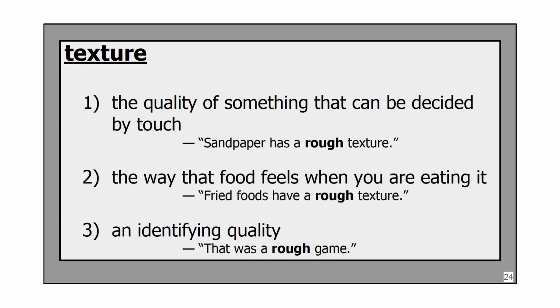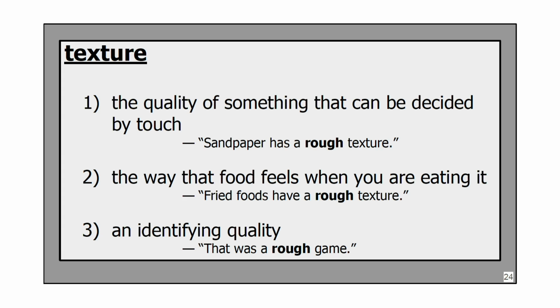Before we move on to our final writing prompt, let's revisit our definitions. The most common definition of texture is this. Texture is the quality of something that can be decided by touch. An example of this definition used in a sentence is, sandpaper has a rough texture.